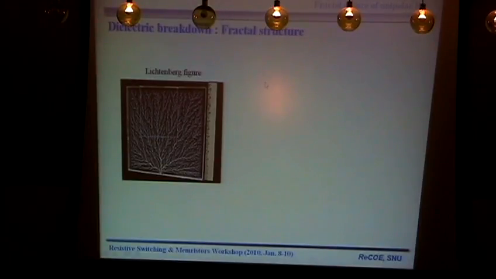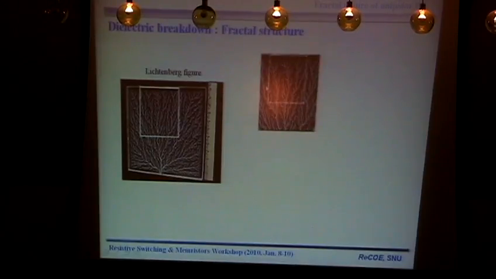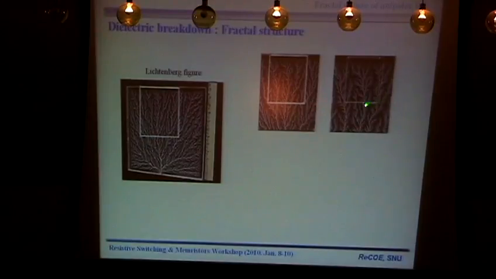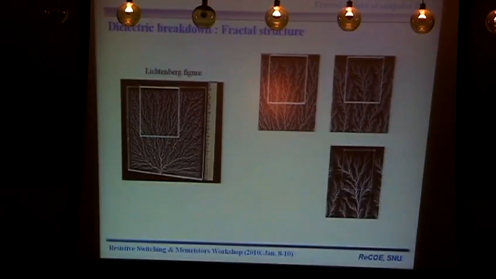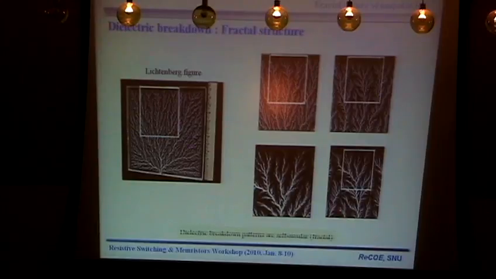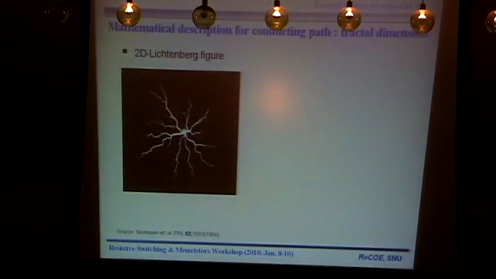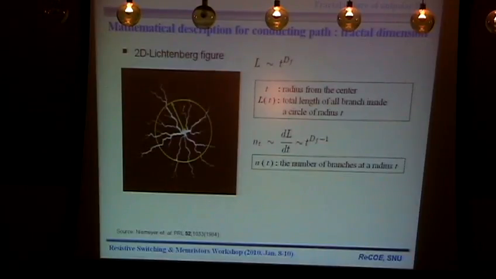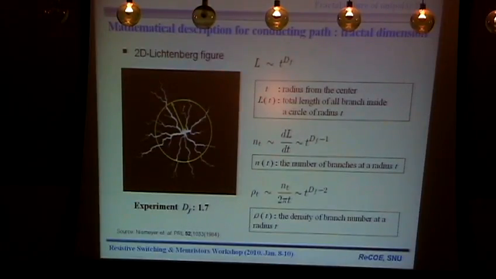So I am just looking at the Lichtenberg figures, which are obtained by dielectric breakdown. We enlarge this mark, and enlarge this again. Okay, so they look very similar to each other. This is a self-similarity, so it should have a fractal dimension. Already about 25 years ago, somebody calculated the fractal dimension of 2D Lichtenberg figures by defining a fractal dimension, and they found that the fractal dimension of this system is 1.7 and so on.